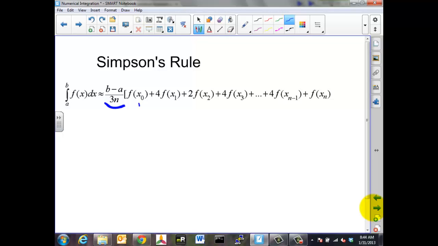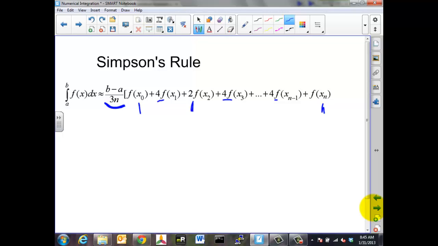Okay? The n ones still are 1, but the middle ones go between 4 and 2. 4, 2, 4, 2, 4, 2, 4, 2, 4, and it always has to end in 4. Okay? So, what does Simpson's rule do? It just gives you a better approximation sometimes.